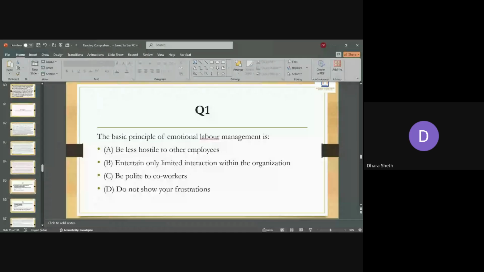First question. The basic principle of emotional labor management is: A, be less hostile to other employees; B, entertain only limited interaction within the organization; C, be polite to coworkers; D, do not show your frustrations. Think and then answer.